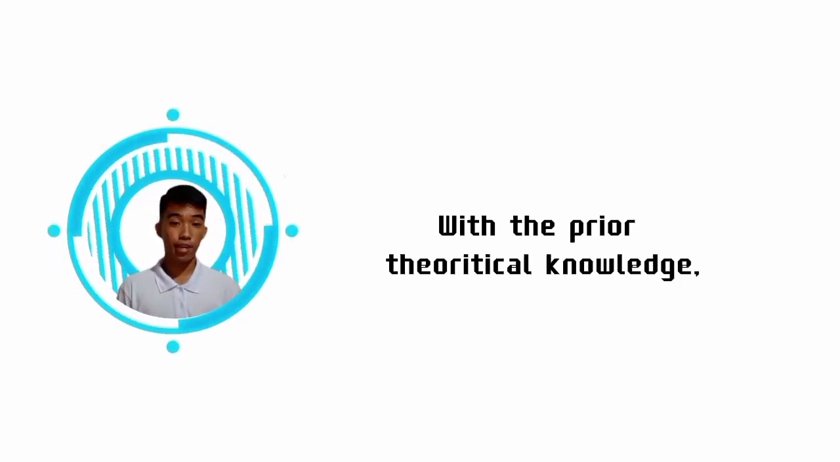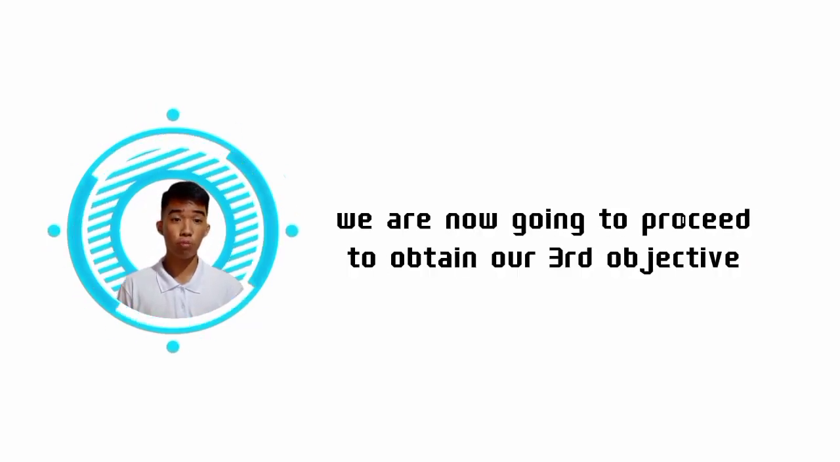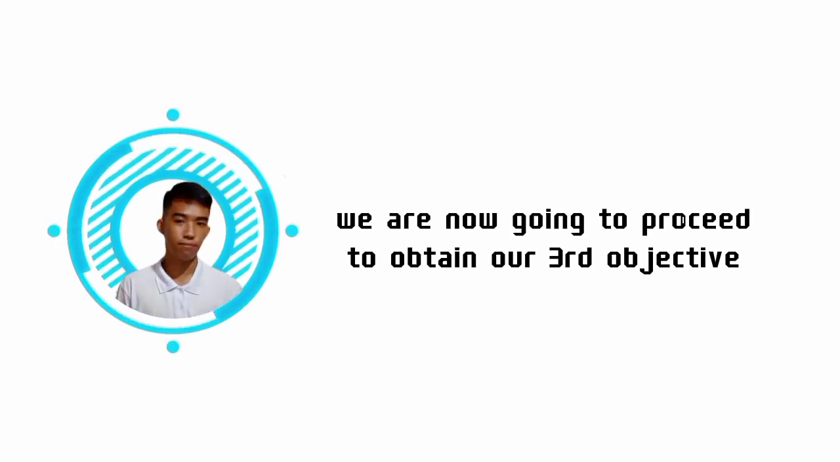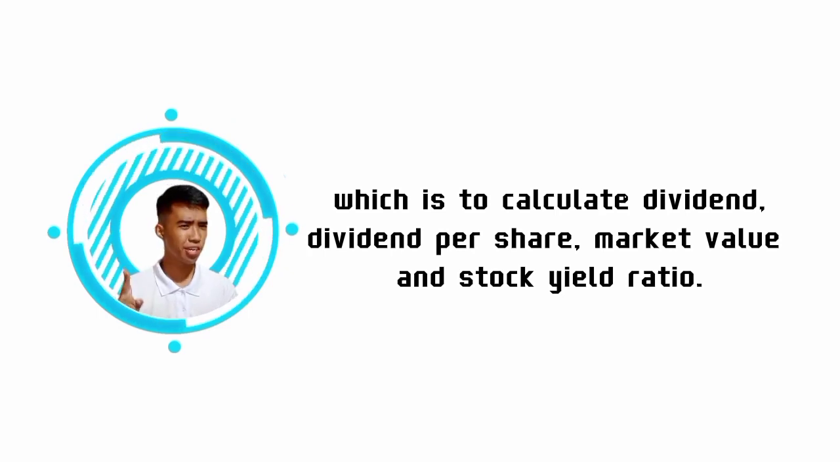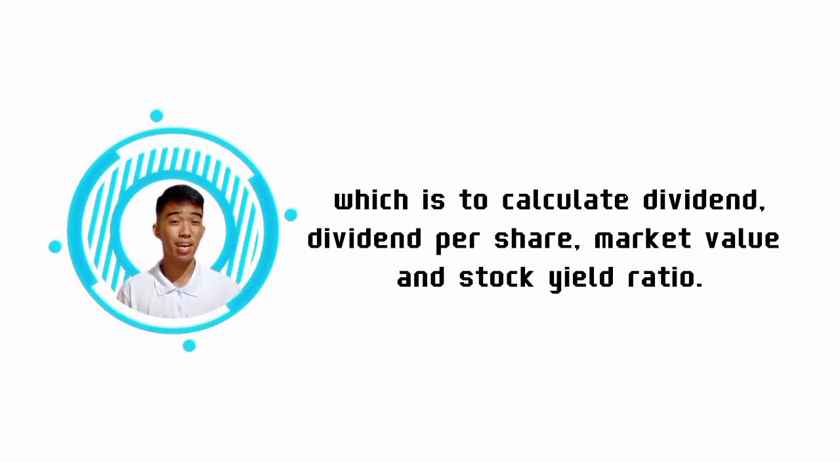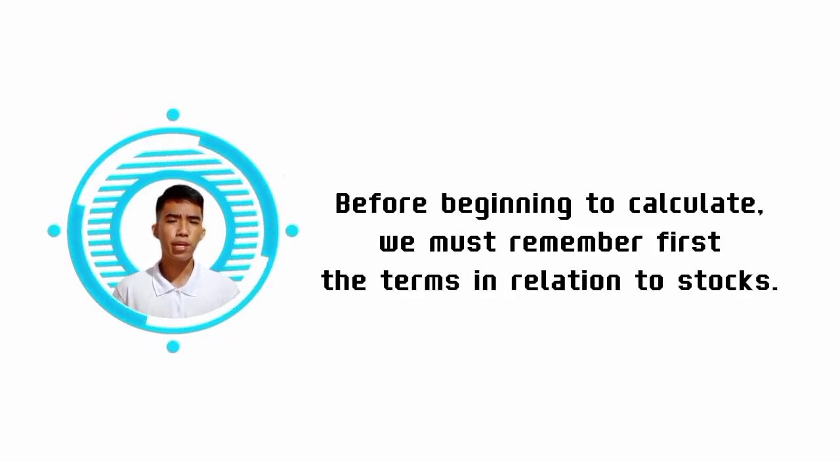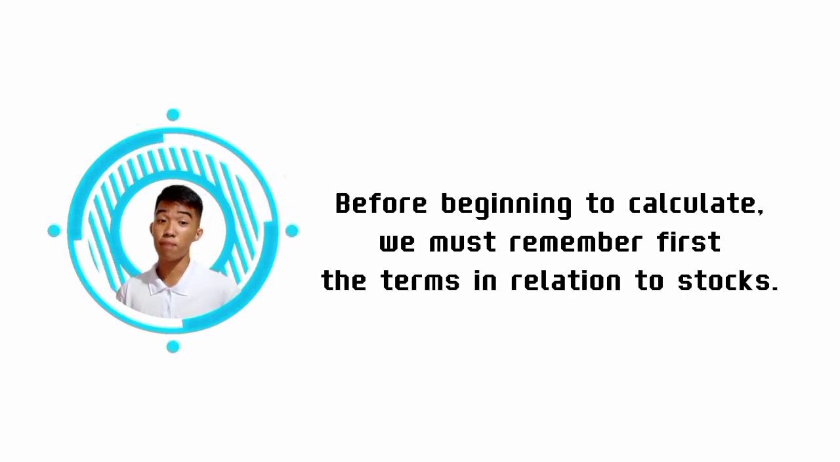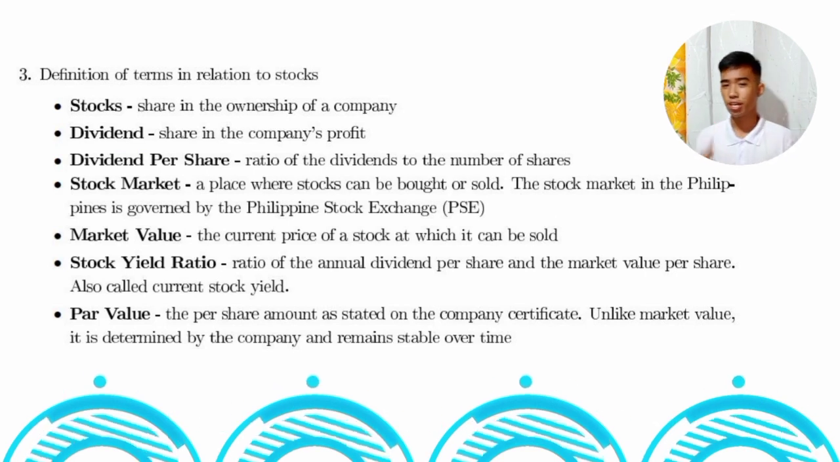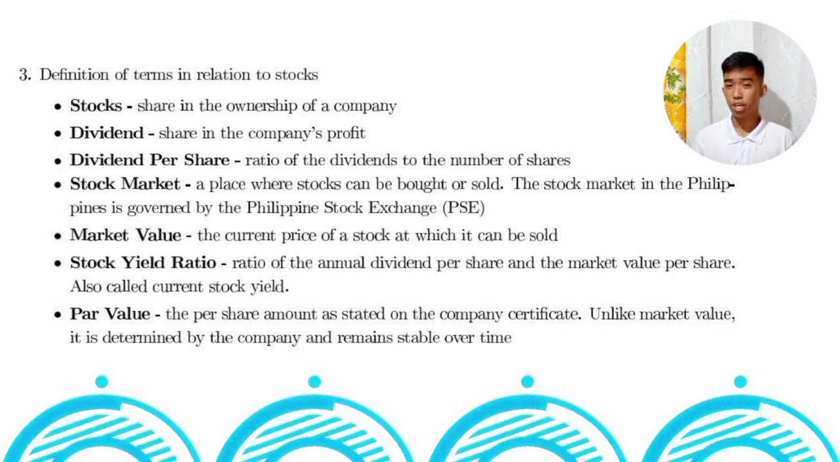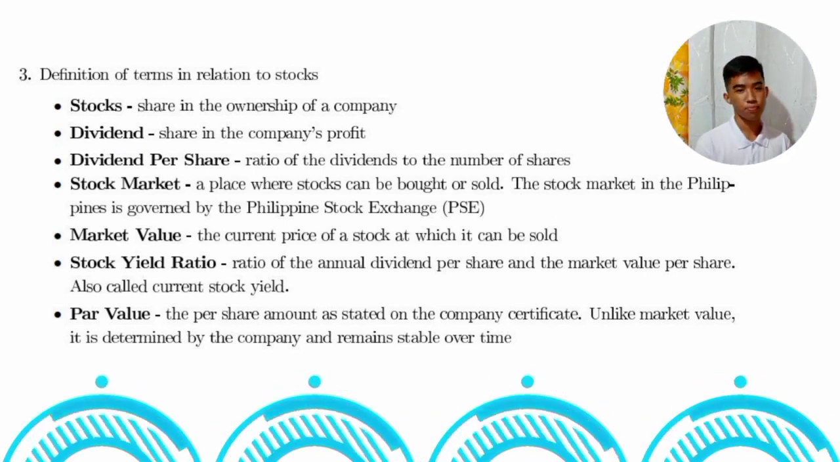With the prior theoretical knowledge, we are now going to proceed to our third objective, which is to calculate dividend per share, market value, and stock yield ratio. Before beginning to calculate, we must first remember the terms in relation to stocks. Number 3, definition of terms in relation to stocks.